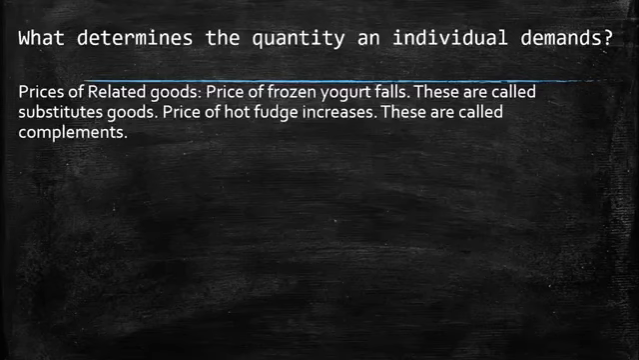So they are called substitute goods. For example, in the other case, when the price of hot fudge increases, maybe you consume both in the same quantity: you eat an ice cream, you add hot fudge. So in this case we are talking about complements, because you always consume them together.